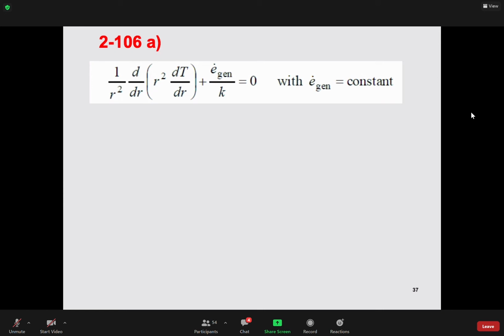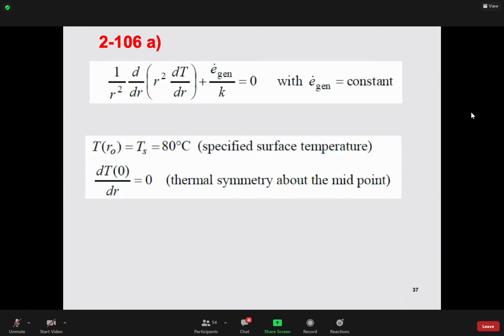Symmetric means at R equals 0, at the center, because it's symmetric. Symmetric means the temperature at 2 millimeters from each side is the same. Therefore, dT over dR at R equals 0 is 0, okay? Therefore, one boundary condition you can write at R equals R0 is 80 degrees. That is a specified temperature on the surface.